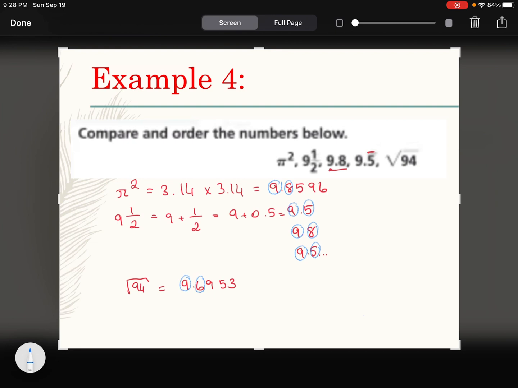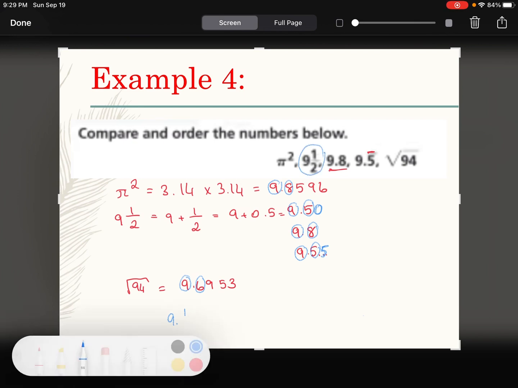So which one is the least one? 5, right? But we have 2 5s. But this one is 9.50. We can always add 0 after the decimal point. But this one is 9.55, right? Because 5 is repeating. So which one is the least one? 50 or 55? 50, right? So 9.50, which means 9 and 1 over 2, right?